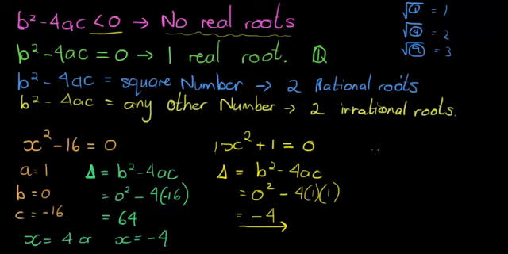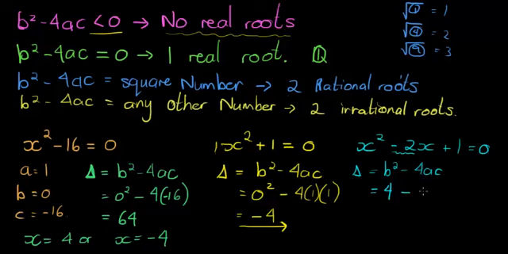Next up, let's look at x squared minus 2x plus 1 is equal to 0. So our discriminant is equal to b squared minus 4ac. This time our b is equal to negative 2. Negative 2 squared is equal to 4 minus 4 times a, which is 4 times 1 times, and c is also equal to 1.